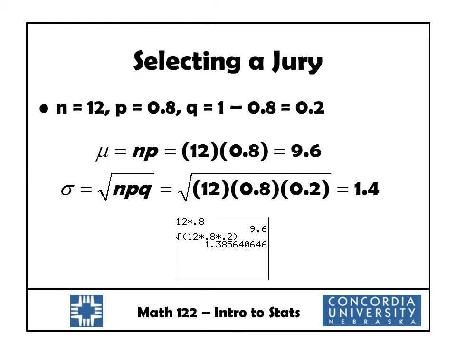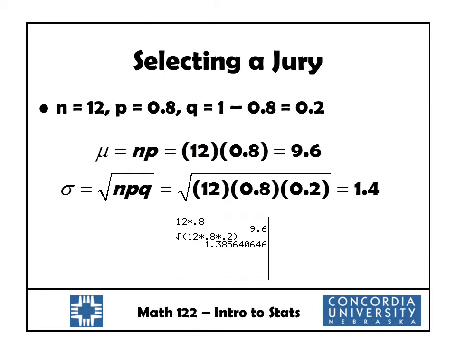So for selecting the jury, let's calculate the mean and standard deviation. Here n is 12, p is 0.8, q is 0.2. So mu is simply 12 times 0.8, which is 9.6. And sigma is the square root of 12 times 0.8 times 0.2, which is about 1.4. And you see the calculator commands for finding those values.